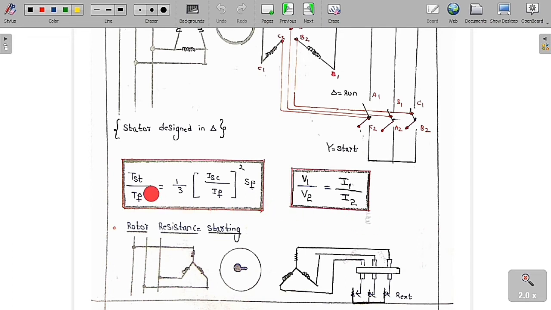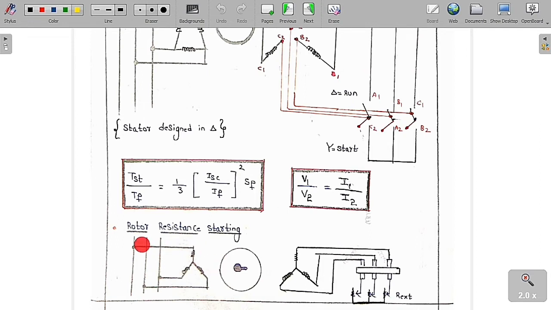So therefore, starting torque by full load torque is equal to 1 by 3 into starting current by full load current whole square into slip at full load. This is the point that you always have to remember. So this is A1, B1, C1, and this is C2, A2 and B2.